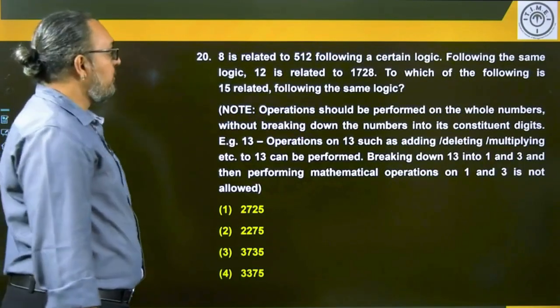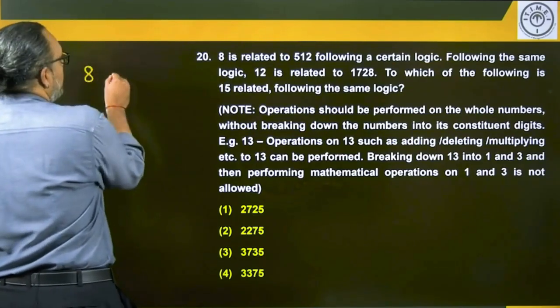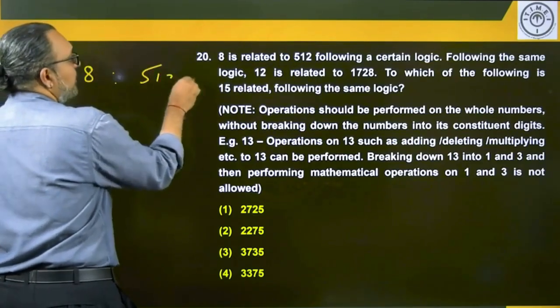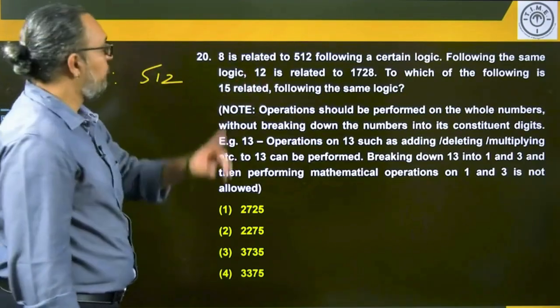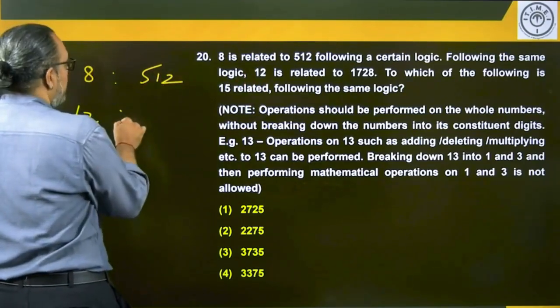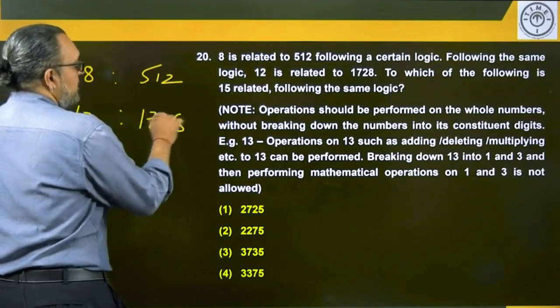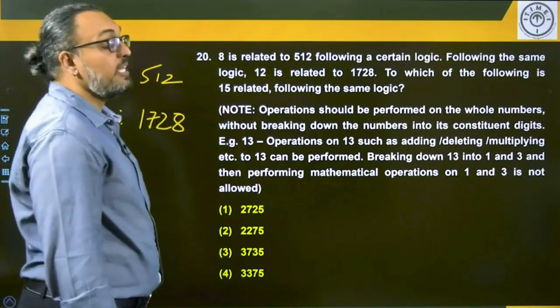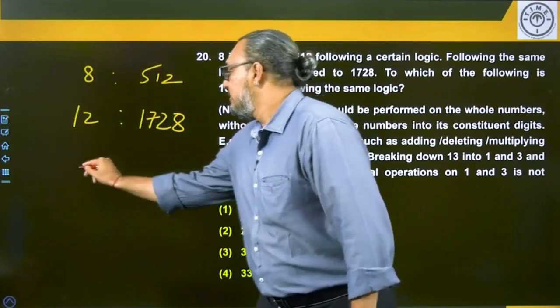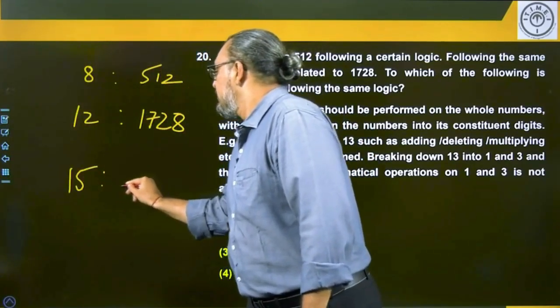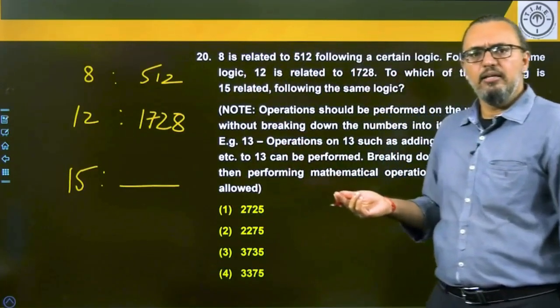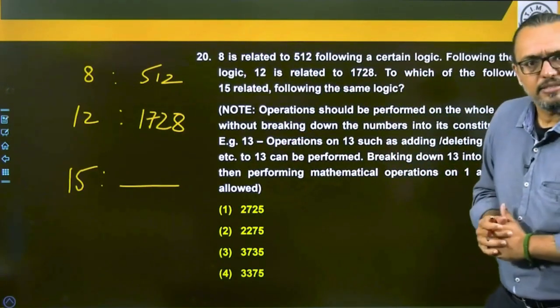Then next one. We have number analogy. So 8 is related to 512 following a certain logic. Following the same logic, 12 is related to 1728. Now to which of the following is 15 related? Again the note is similar: treat them as numbers but not as digits.